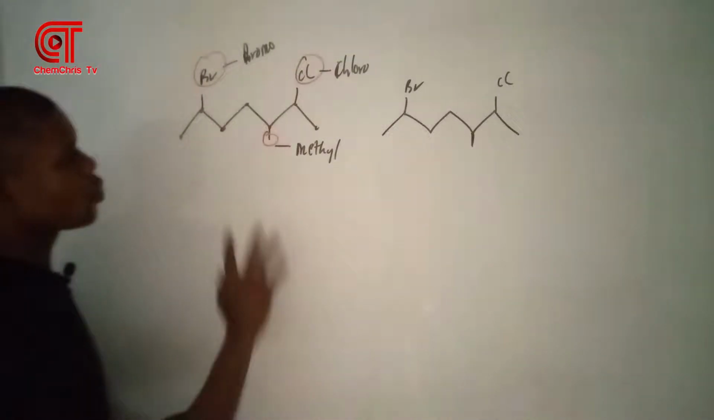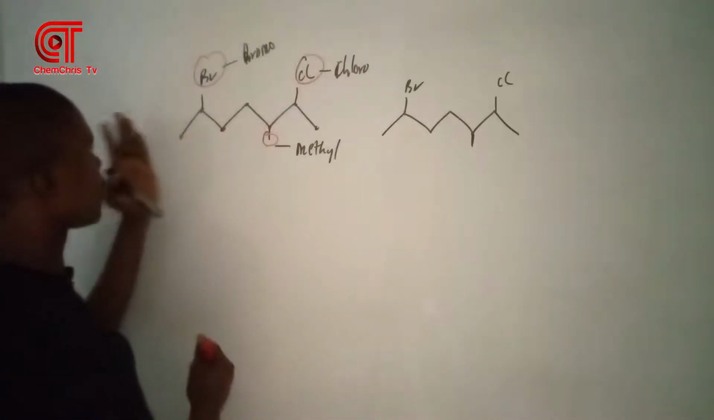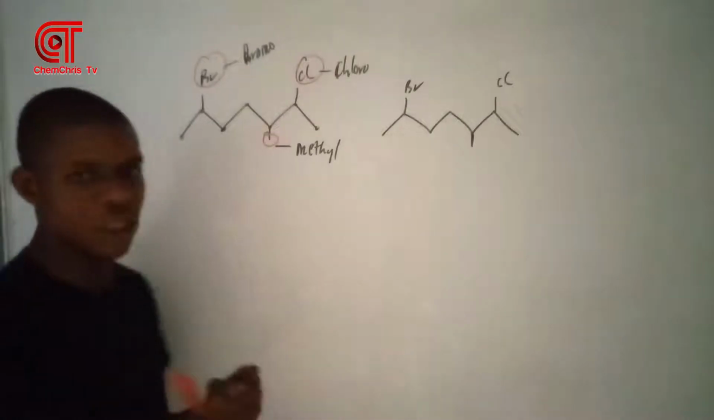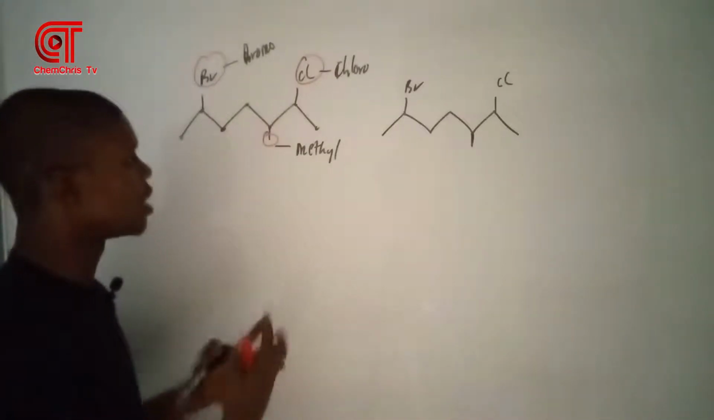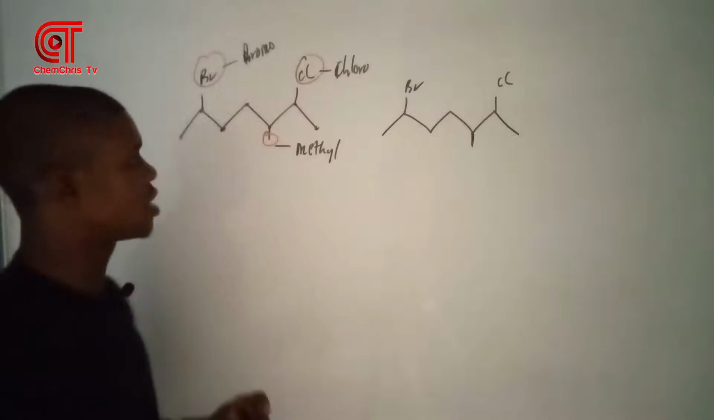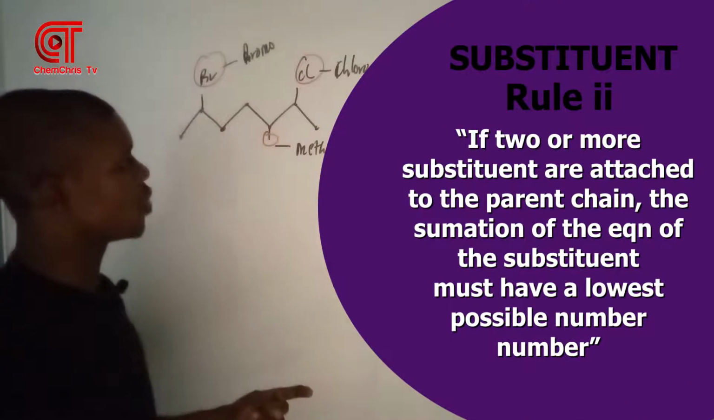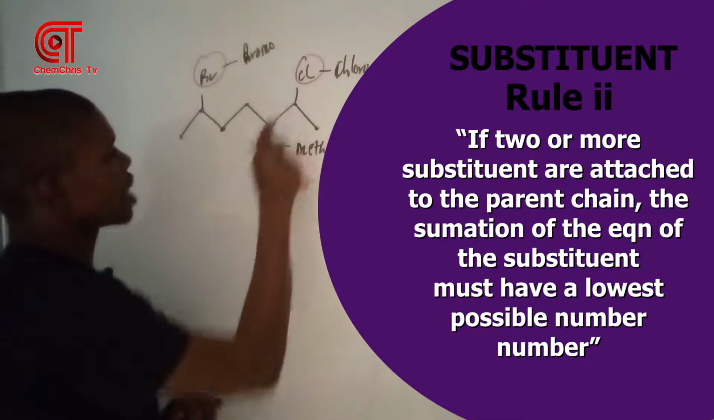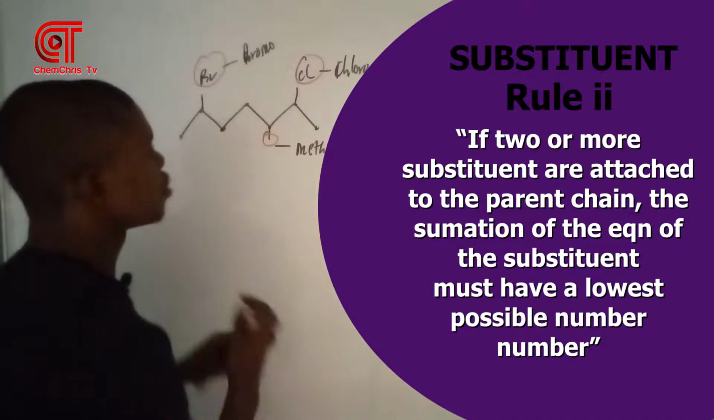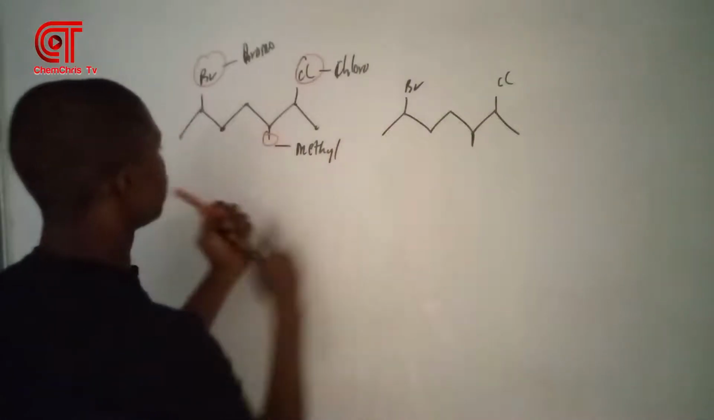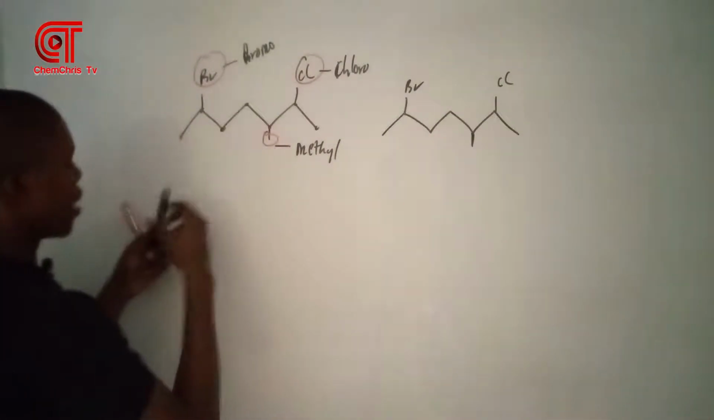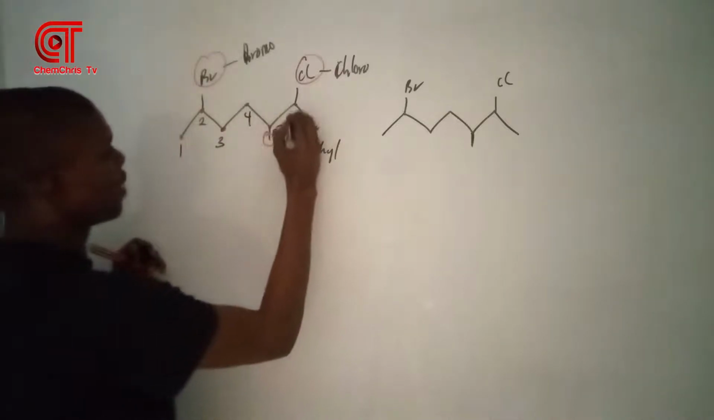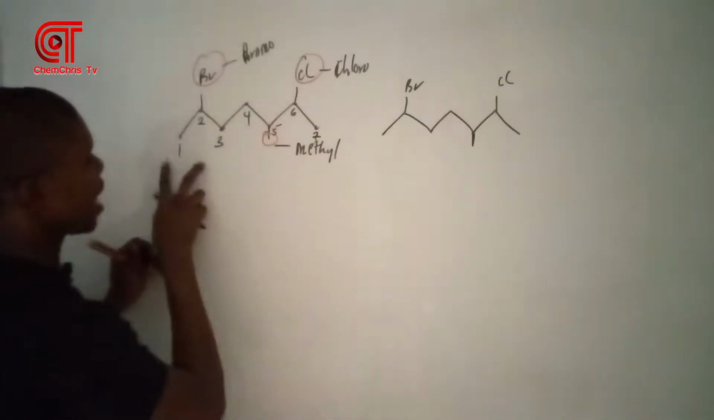Now there are 2 possible ways to number. You can either start the numbering from here or start from here. Remember the first rule in nomenclature: take the longest continuous carbon chain and think of it as the parent chain. The other rule is that if 2 or more substituents are attached to the parent chain, then the summation of the positions of the substituents must have the lowest possible number. So the reason why I duplicated it twice is so I can start my numbering from here: 1, 2, 3, 4, 5, 6, 7.